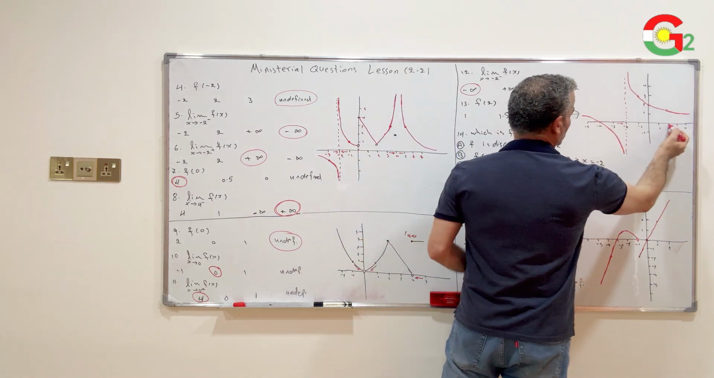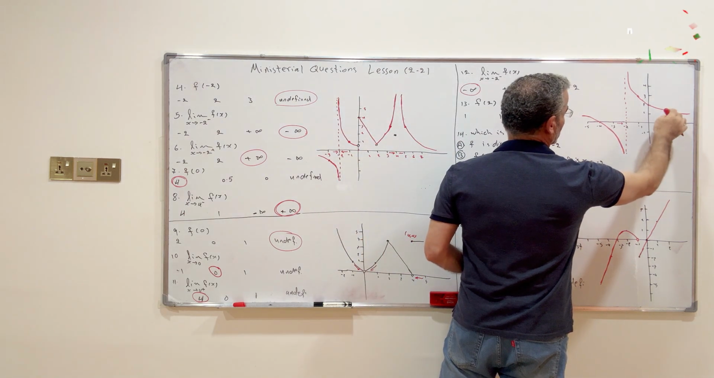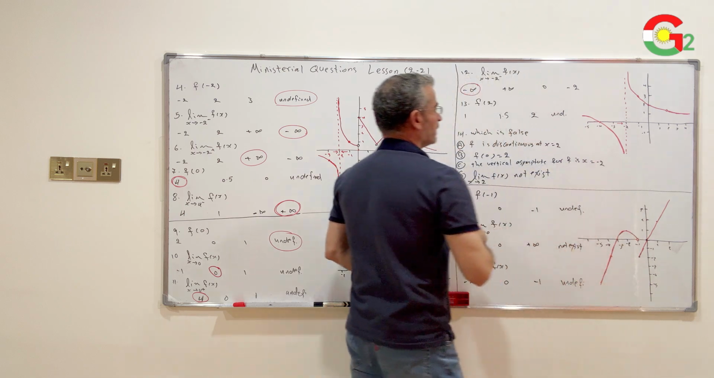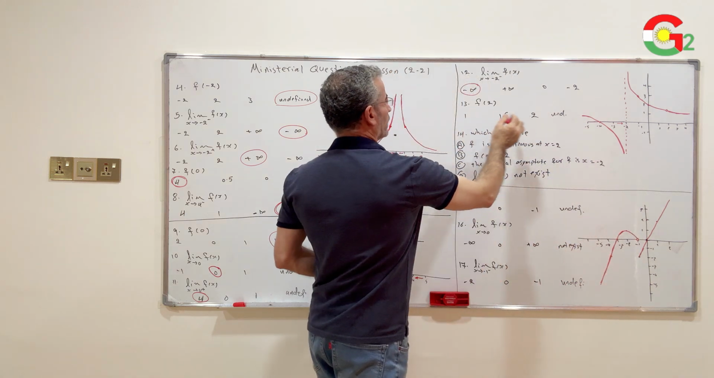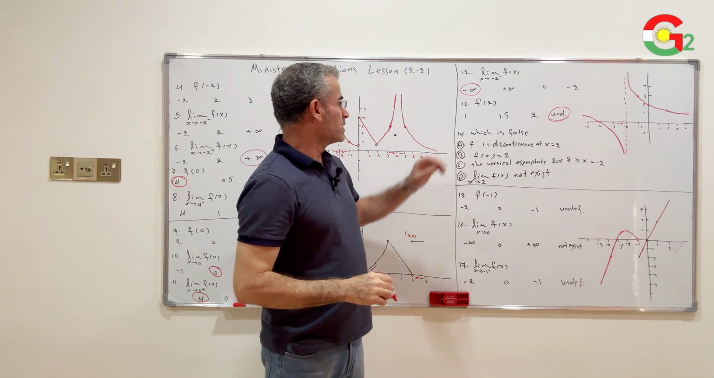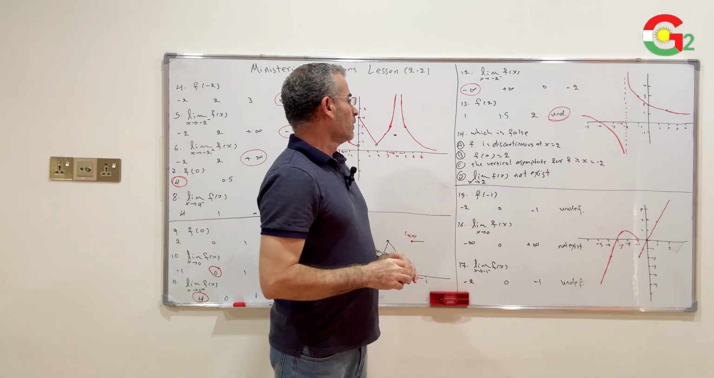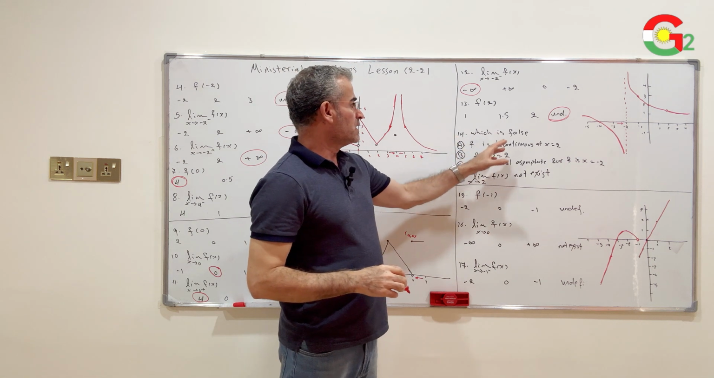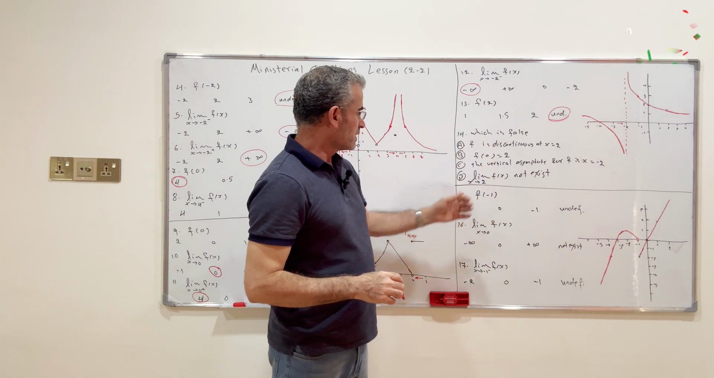Number 13, f of 2. This is 2, this is f of 2. As you see, there is a gap at 2, then the function is undefined. Question number 14. Which is false of these four statements?